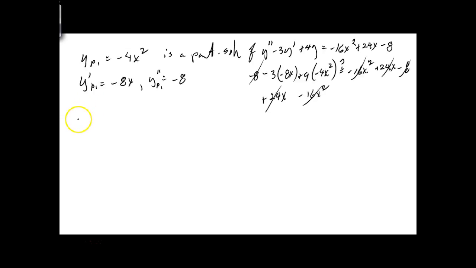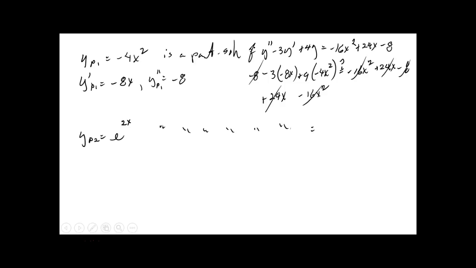Okay. Now, they also want you to verify that yp2 is equal to e to the 2x is a particular solution of the same thing. The homogeneous part, you might say, the left-hand side is exactly the same thing, but the right-hand side is now 2e to the 2x. Okay? So how are we going to do that?